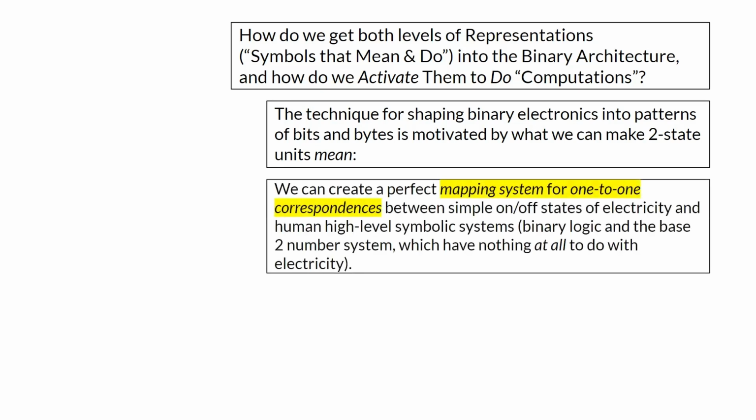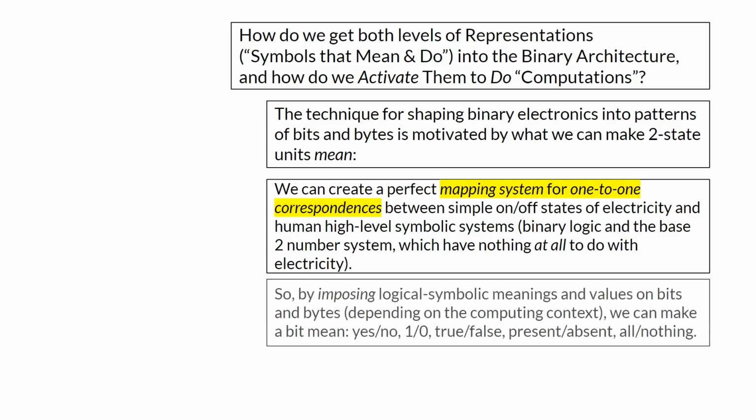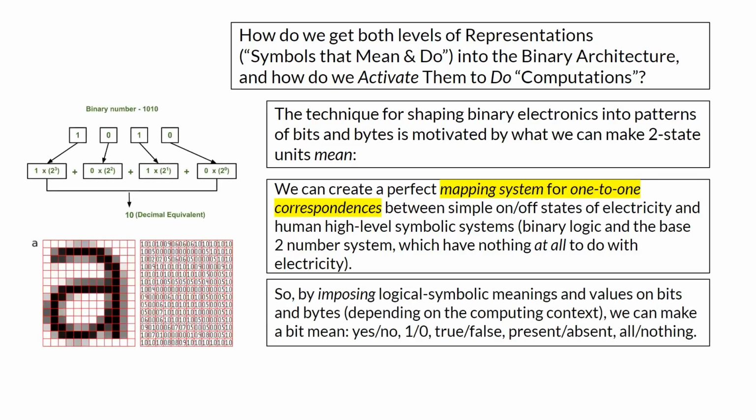We can create a perfect mapping system, as it's called in math and in science, for a one-to-one correspondence between simple on and off states of electricity and human high-level symbolic systems, binary logic and the base 2 number system, which have nothing at all to do with electricity. So by imposing logical symbolic meanings and values on bits and bytes, depending on the computing context, we can make a bit mean yes, no, 1, 0, true, false, present, absent, all, nothing.